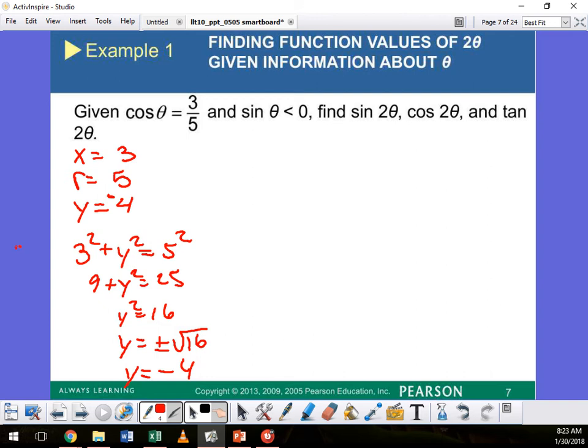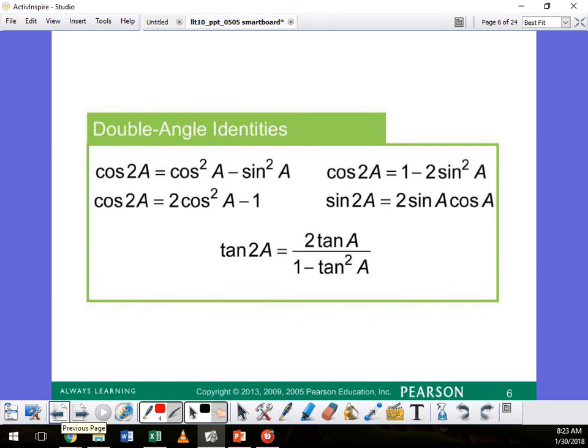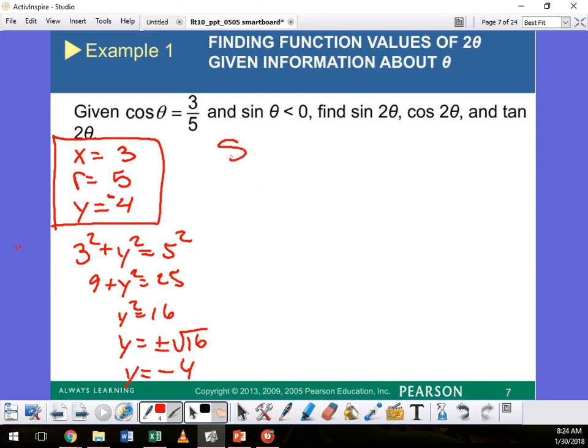All right, so we're going to try and find sine 2 theta, cosine 2 theta, and tan 2 theta. So just using these right here, this is all I need. Let's start with my sine 2 theta. Okay, let's back it up. Sine 2 theta right here is 2 sine A cosine A. If you notice, I'm just using thetas again, because that's what is used here. But whatever my angle is, it stays the same.